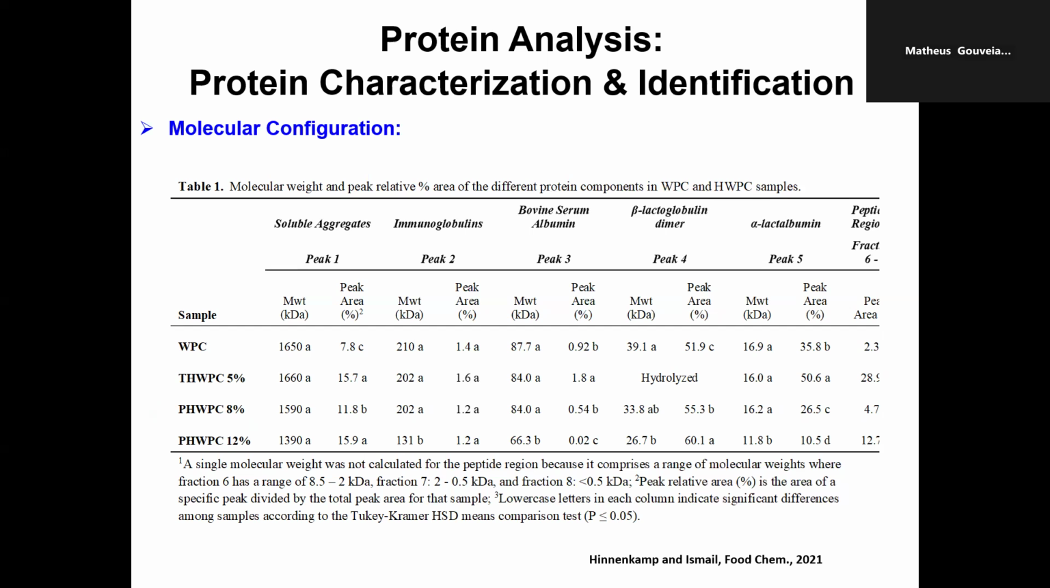We see a change in the relative abundance of beta-lactoglobulin and also the relative abundance of alpha-lactalbumin. So both proteins were hydrolyzed by that exopeptidase to a different extent based on the degree of hydrolysis. So that was very informative using just size exclusion.